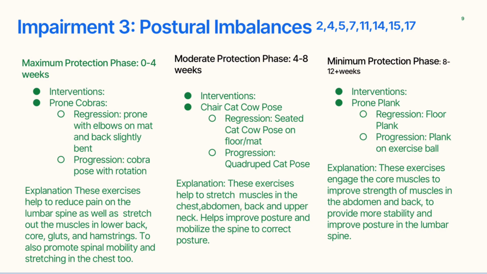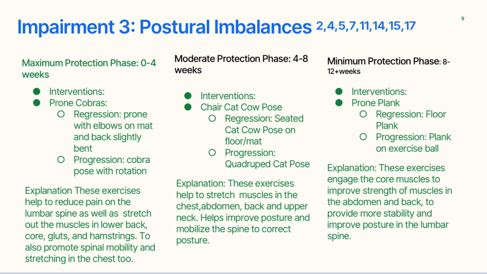All right, so for our final impairment, we focused on postural imbalances, because one of the issues can be linked to lumbar lordosis, especially if they get too much of that. So you want to try to keep that stabilized so that the whole spine can stay stabilized and have good mobility. So for the maximum protection phase, we focused on some yoga poses known as prone cobras.